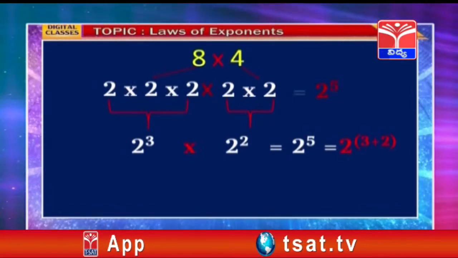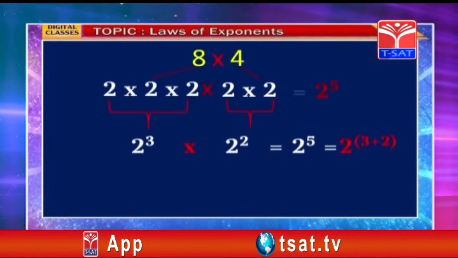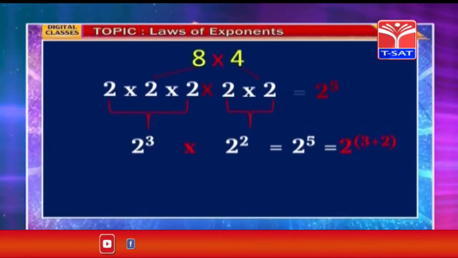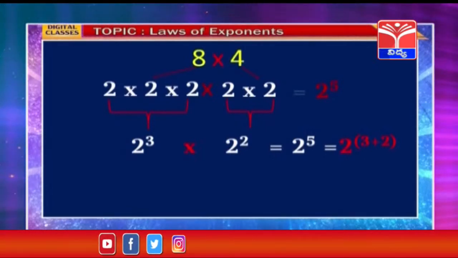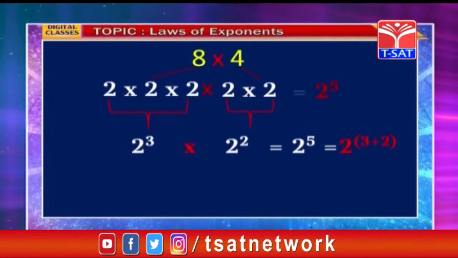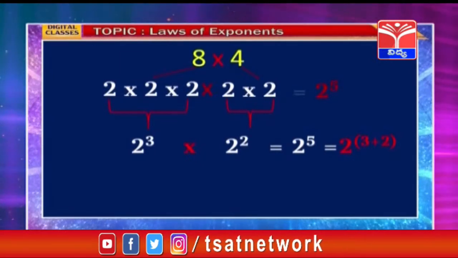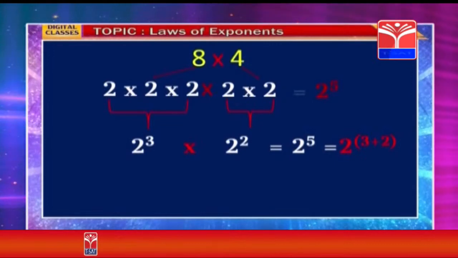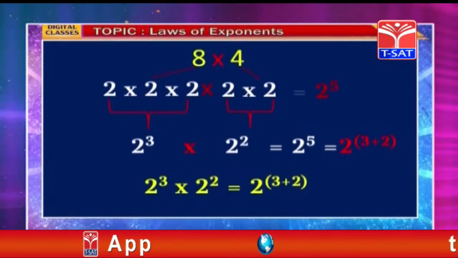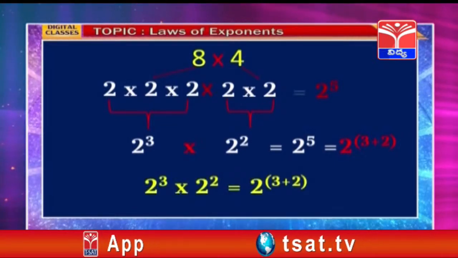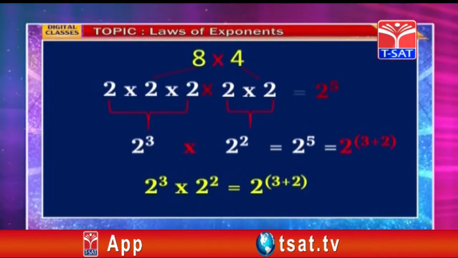So we will make it equal to 2 to the power of 5. How did you get the 5 here? See here, we get this 5 when we add this 3 with 2. So therefore 2 to the power of 3 into 2 to the power of 2 is equal to 2 to the power of 3 plus 2.